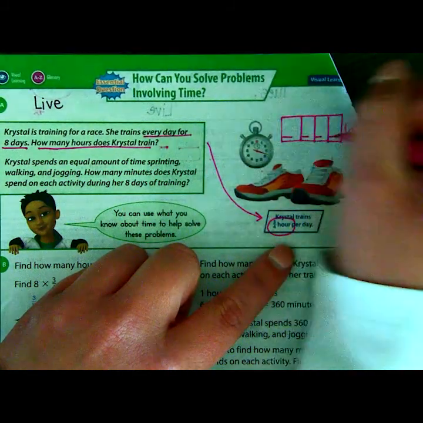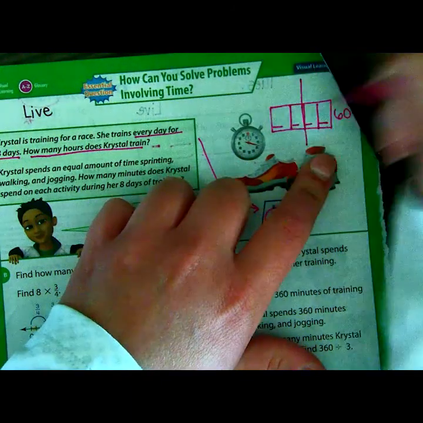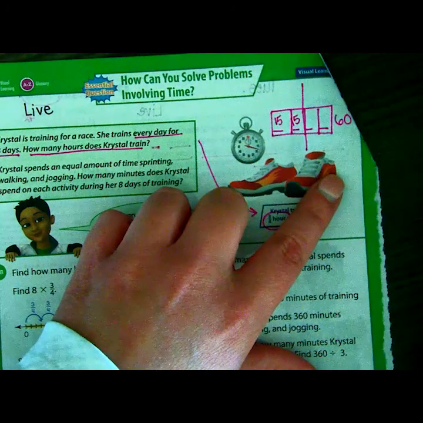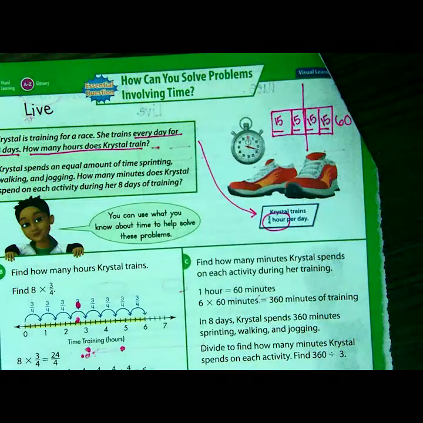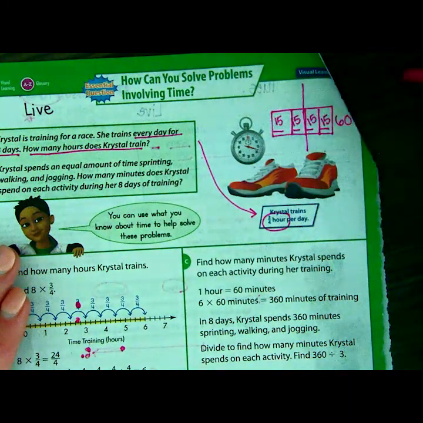I know that half of the hour would be 30, and I know that 15 plus 15 is 30. So then if I have another 30, then I would have 60. So we know that breaking apart your hour into 4 equal parts means 15 minutes for each part. So just keeping that in mind, let's look at this question.